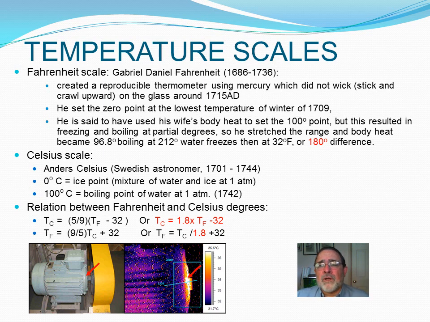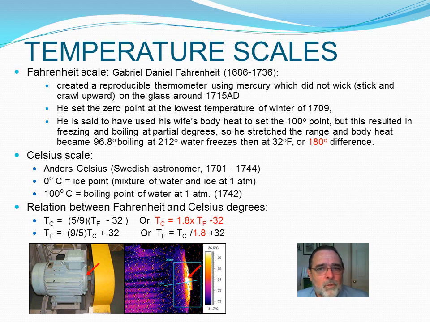So he stretched that range, and body heat became, so boiling became 212, so it was a full range, and her body heat suddenly dropped to 96.8 degrees. And then freezing was moved to 32 degrees. So both of them were whole degrees. So there's 180 degrees difference between freezing and boiling. So it's not a centigrade, that is, it's not a 100 gradient distance between the two, it's 180 degrees.